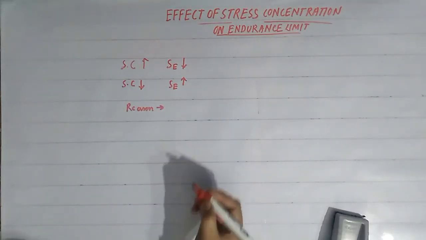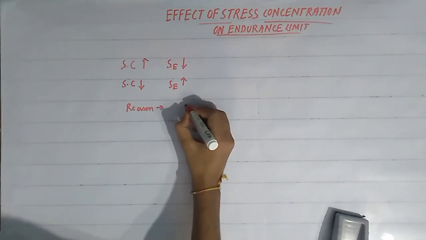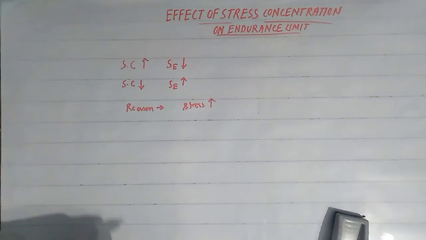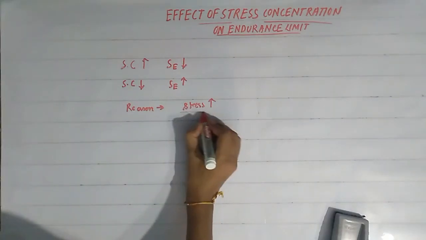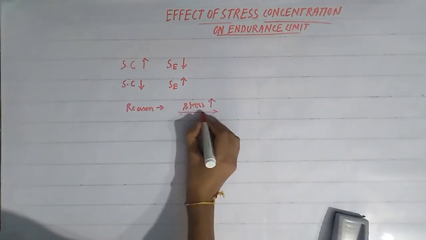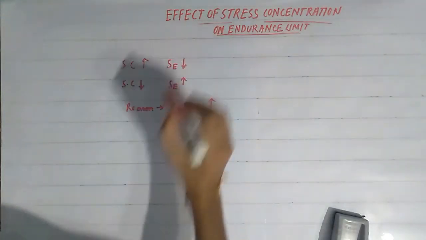The reason is that with the stress concentration, there is a sharp rise in the stress level. That is, the stress level in the neighborhood of the discontinuity will increase very rapidly because of the stress concentration. So that's why with the stress concentration, the endurance limit tends to decrease.